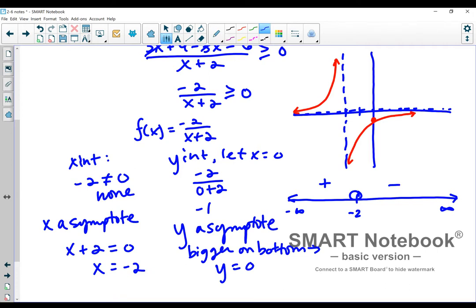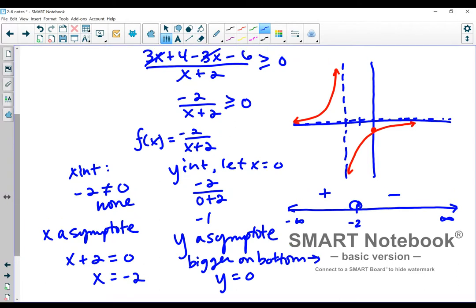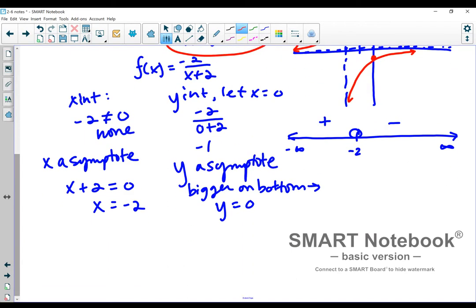So now I am asked to figure out where I wanted my function to be greater than or equal to 0. So I'm thinking now about when is my f of x greater than or equal to 0, and that is going to be from -infinity to -2.